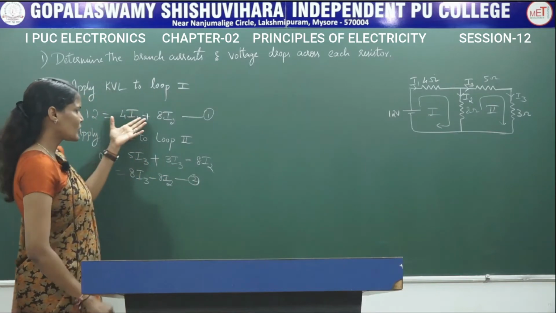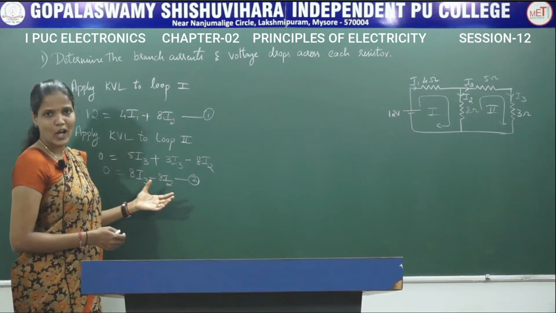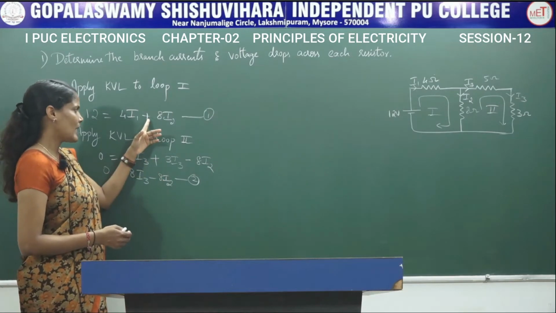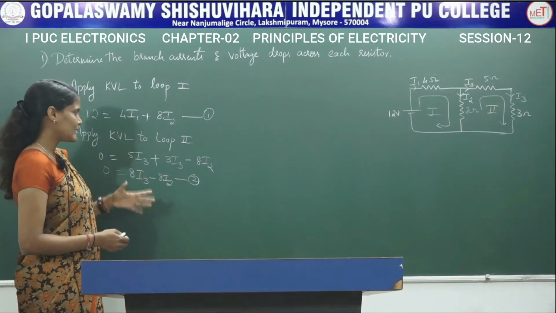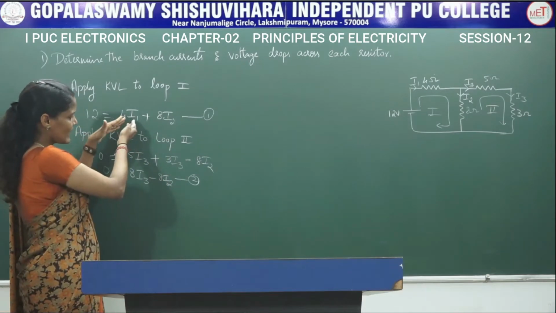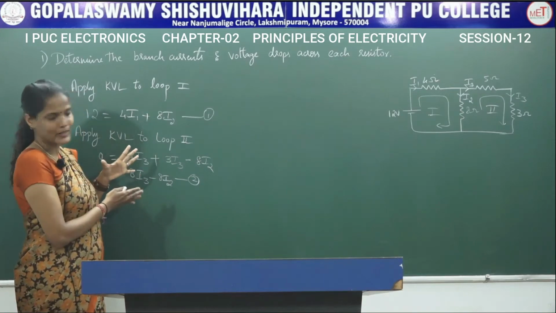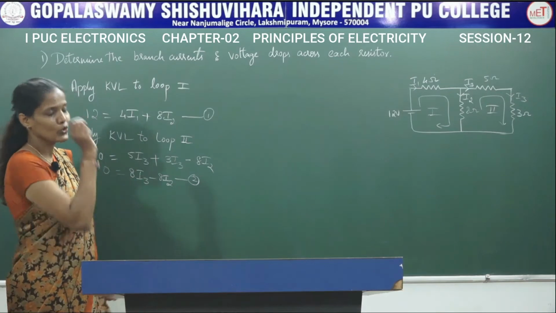If you look at equation number 1 and equation number 2, we have only I2 as the common factor, so that will get eliminated. I have plus 8 I2 and minus 8 I2, so that gets eliminated. But here I have I1 and here I have I3. So, there are 2 unknown parameters, and I cannot directly solve equations 1 and 2. So, what do we have to do?